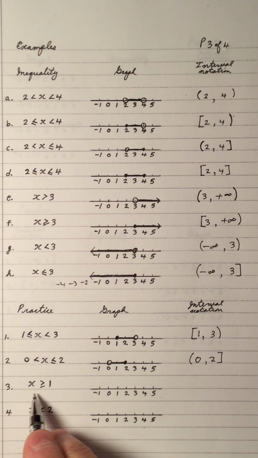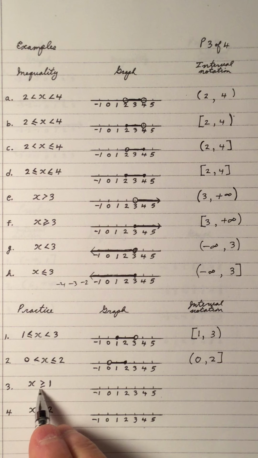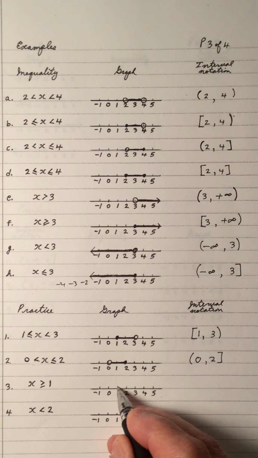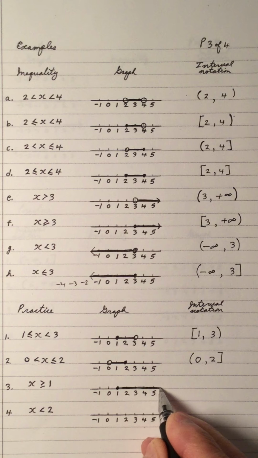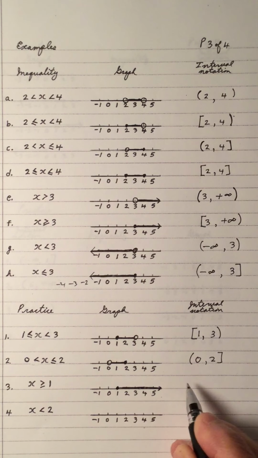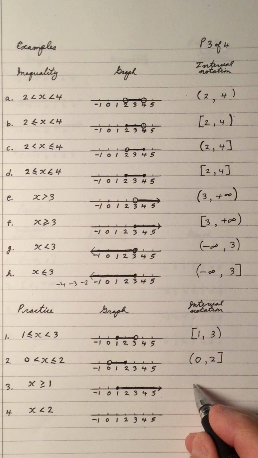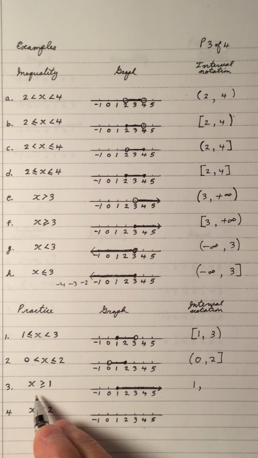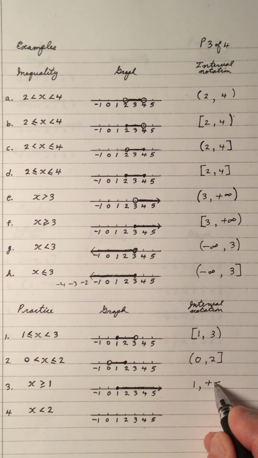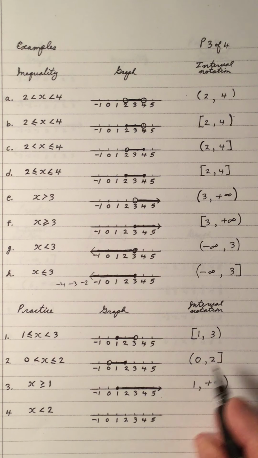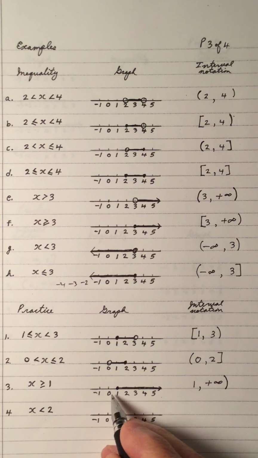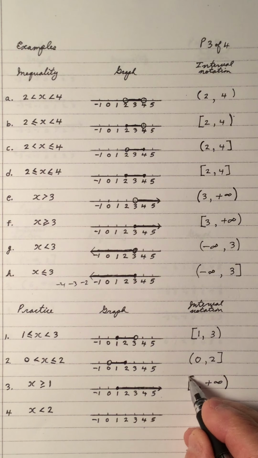Number 3, x is greater than or equal to 1. So greater than or equal to, so 1 is solid because it says equal sign. And greater than is to the right, so here's to the right, so there's a shading. And so we start at 1 and we're going to the right, so right is positive infinity. Infinity is always open, that bar. And 1 is equal to, solid dot, so it's a box, a square bracket.